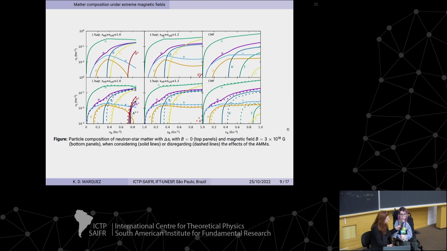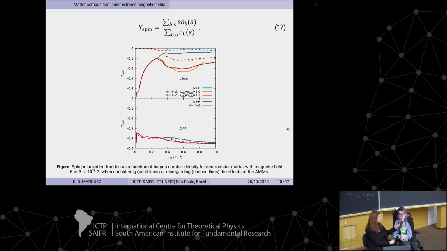And the lower, the bottom line, I have if magnetic field effects. So if I have a very high constant magnetic field, I can see that some particles start appearing earlier than when you don't have magnetic fields. The solid lines take into account the anomalous magnetic moment of the particles, and the dashed lines disregard the anomalous magnetic moment. But the tendency is the same, for example. From the top to the bottom left plot, we can see that delta plus plus and delta plus are favored and start appearing when the magnetic field effect is included, that you wouldn't have if you disregard the magnetic field. Next slide.